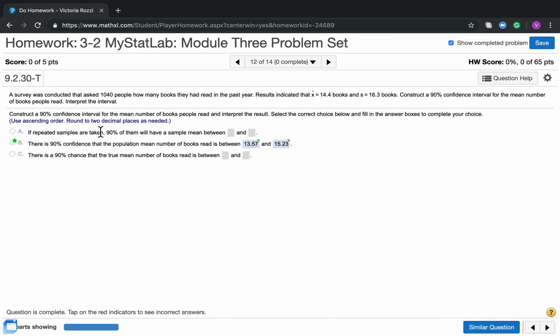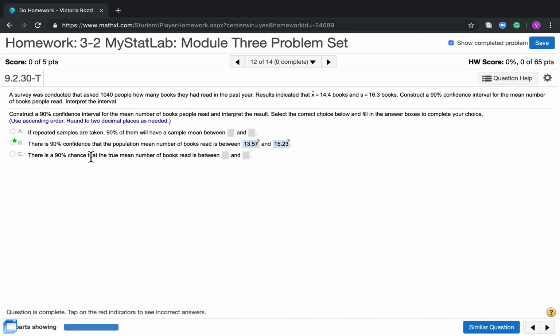First of all, they don't have the word confidence, right? So we are creating confidence intervals. You're looking for the word we are 90% confident, or there is 90% confidence, and that's where letter B comes in. Confidence intervals do not have to do with taking repeated samples and having a chance of them containing the sample mean, although it's kind of like the theory behind it, but that's not how we actually state the value.